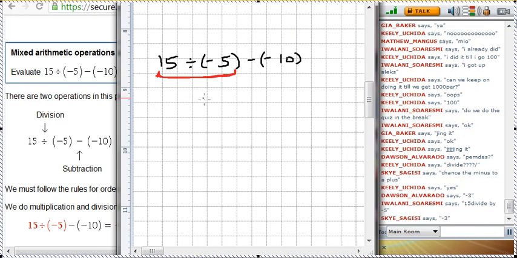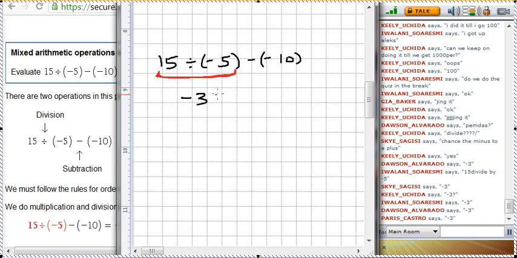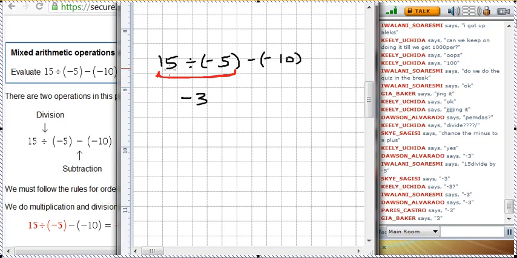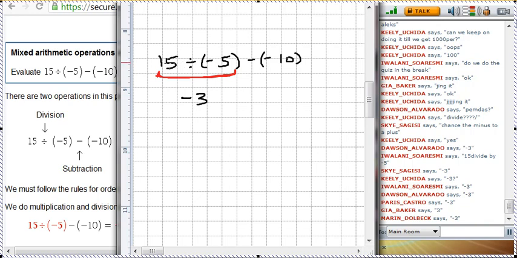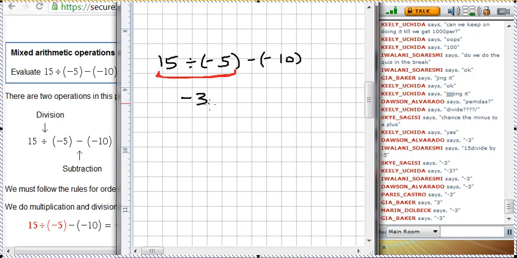Dawson already threw it out there. It's negative 3. The reason being is because the positive divided by the negative gives me a negative sign. And then the 15 divided by 5 is 3. And that's why I have negative 3. Does everyone agree with that?